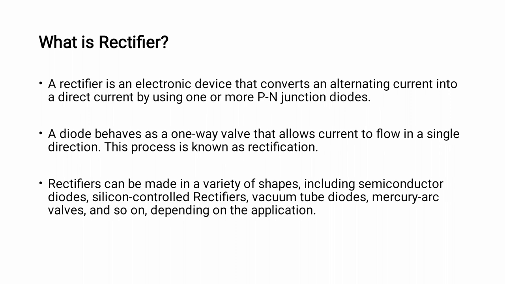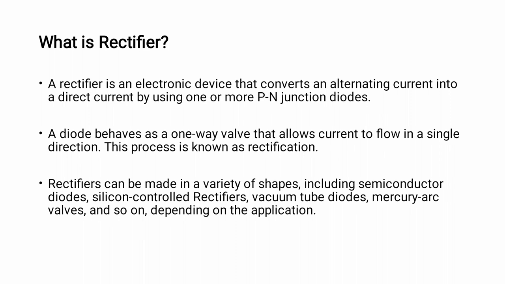So simply, a PN junction diode allows the electric current to flow in one direction only, and this unique property of the diode is basically used in a rectifier. So now we need to know what a rectifier is. A rectifier is an electronic device that converts an alternating current into a direct current by using one or more PN junction diodes, where the diode behaves as a one-way valve that allows the current to flow in a single direction, and this process is known as rectification.